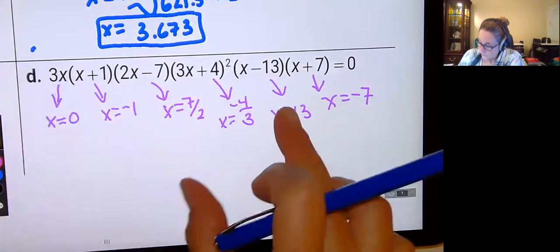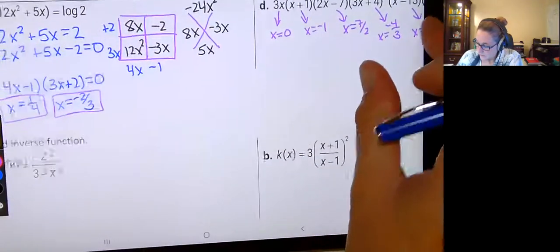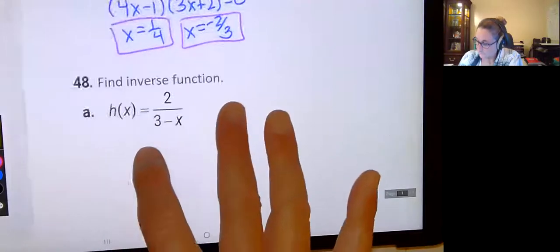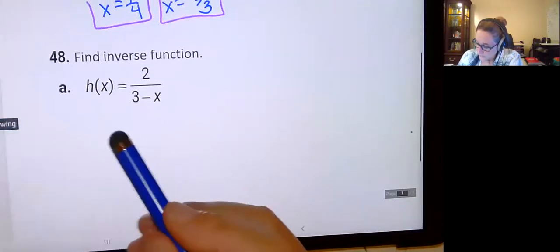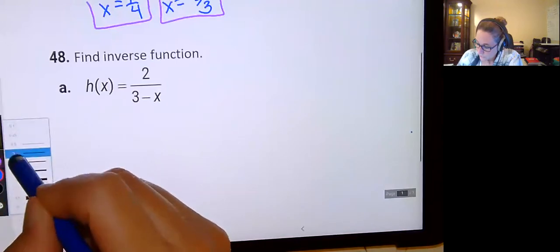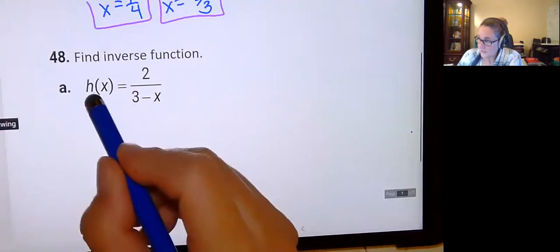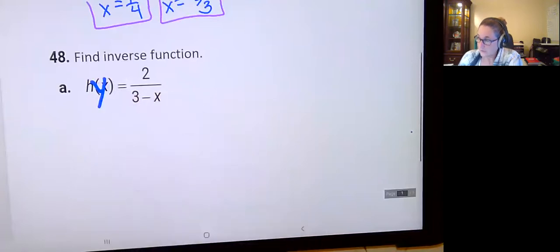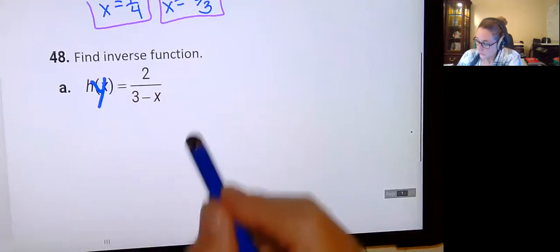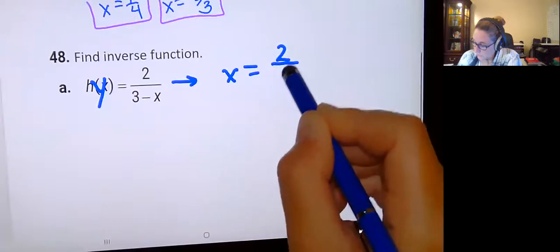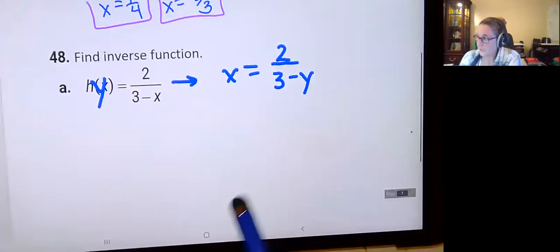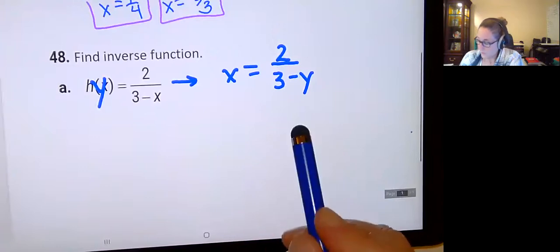Okay, so the next problem, finding inverse. Okay, so to find the inverse, you want to switch your x and y. And this is really a y. Okay, that's really your y. So when I switch them, I'm going to get x is equal to 2 over 3 minus y. And now I want to solve for y.